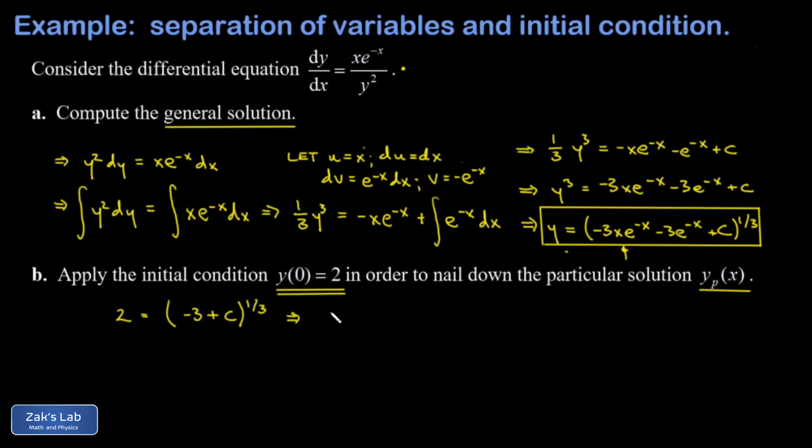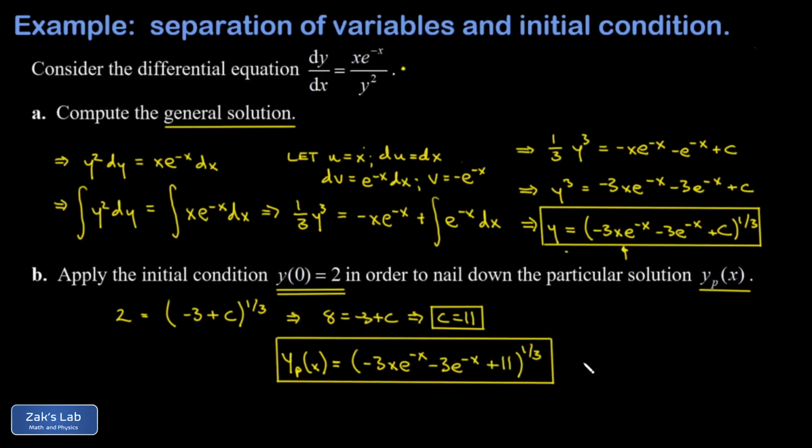So we cube both sides, and I end up with 8 equals negative 3 plus c. And this means c is equal to 11. Then we're going to substitute c equals 11 into the general solution, and we have our particular solution. So we call that yp of x. That's negative 3x e to the negative x minus 3 e to the negative x plus 11 in there. And now we have the function of x that both satisfies the differential equation and passes through that specific point that we wanted it to pass through, and we're done.